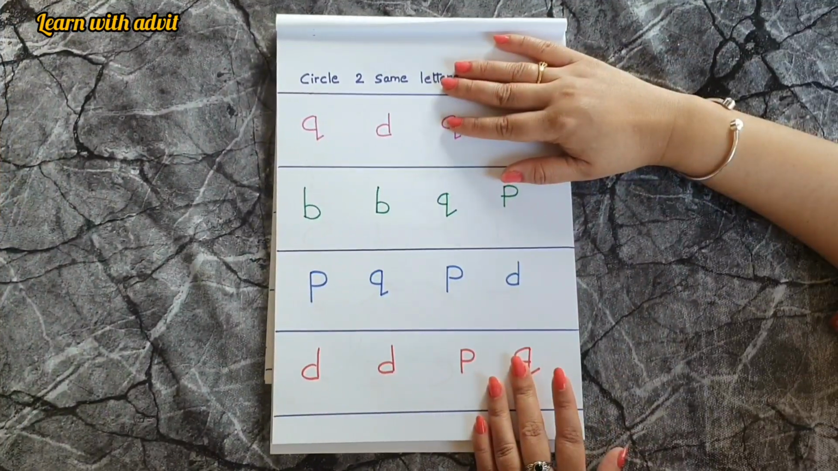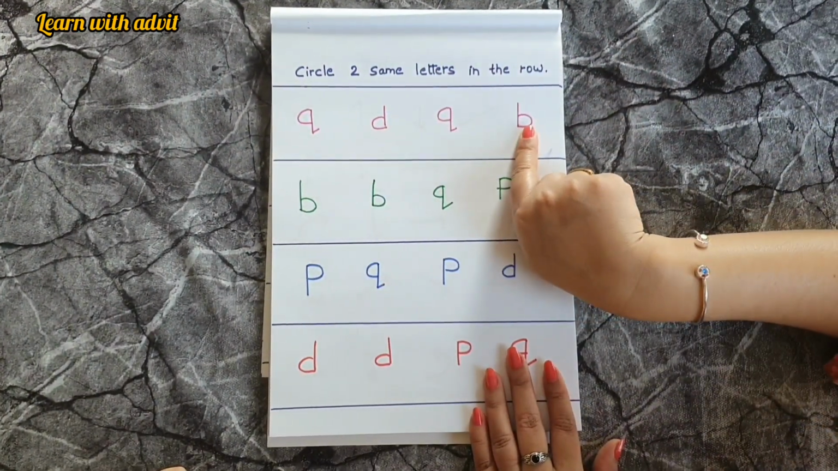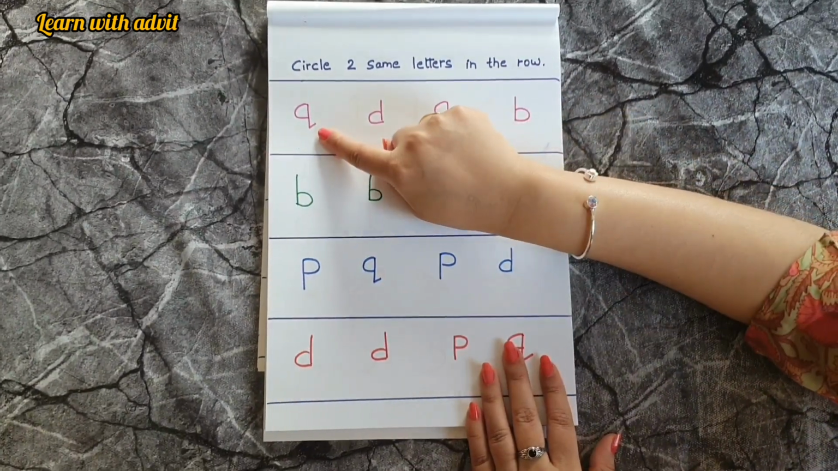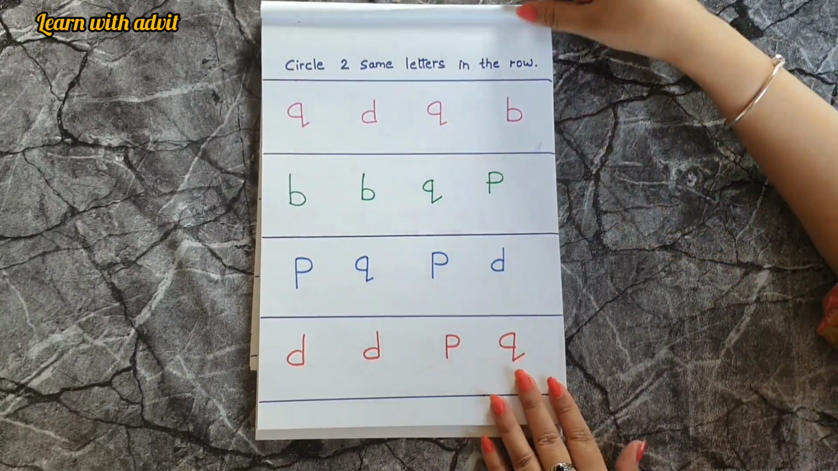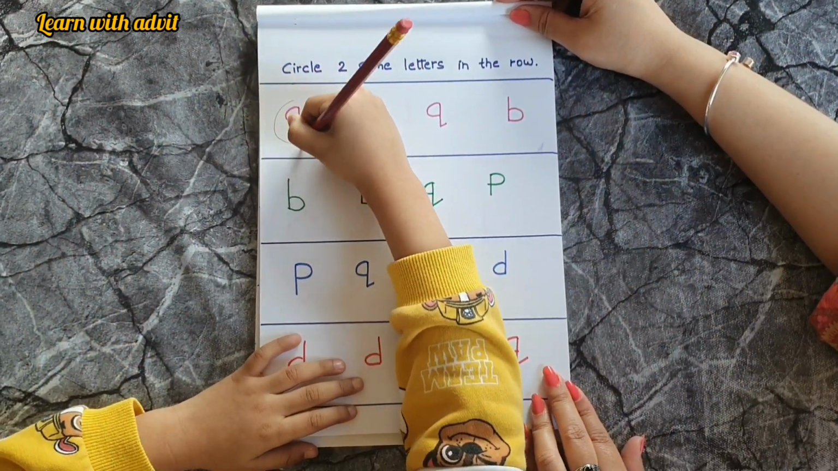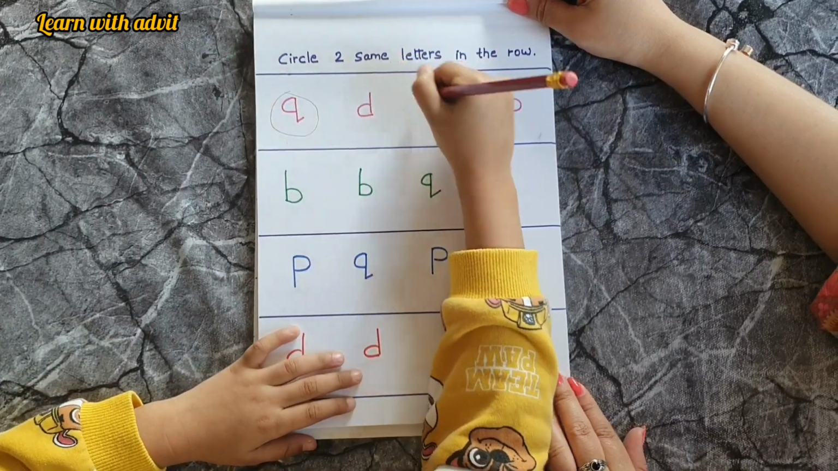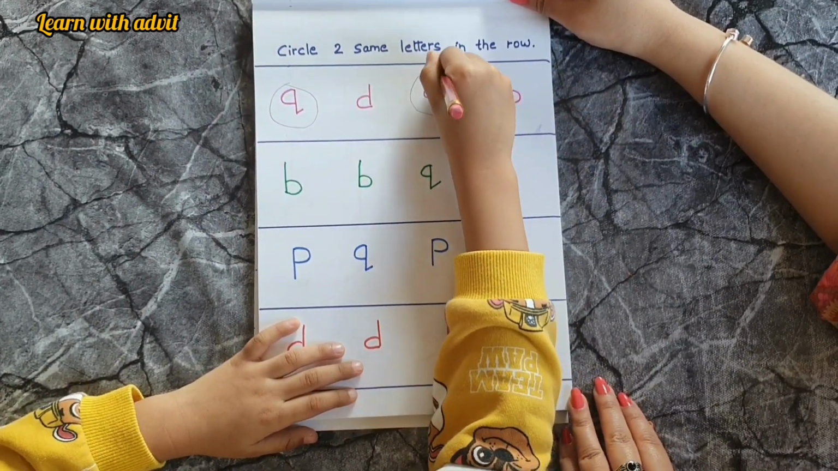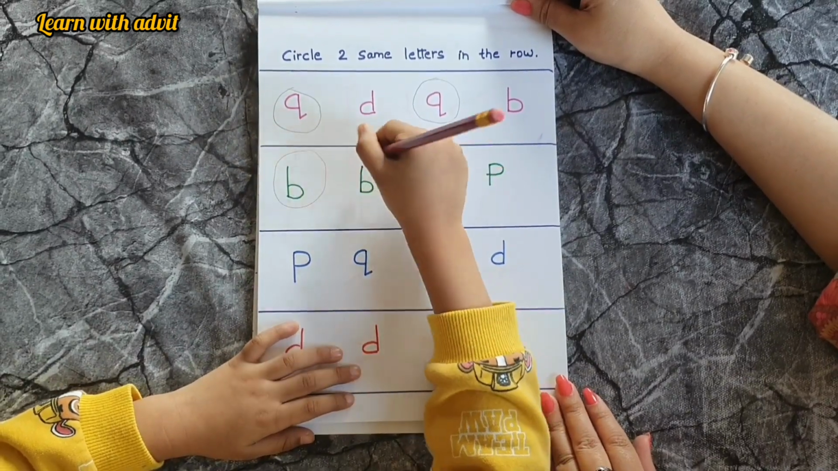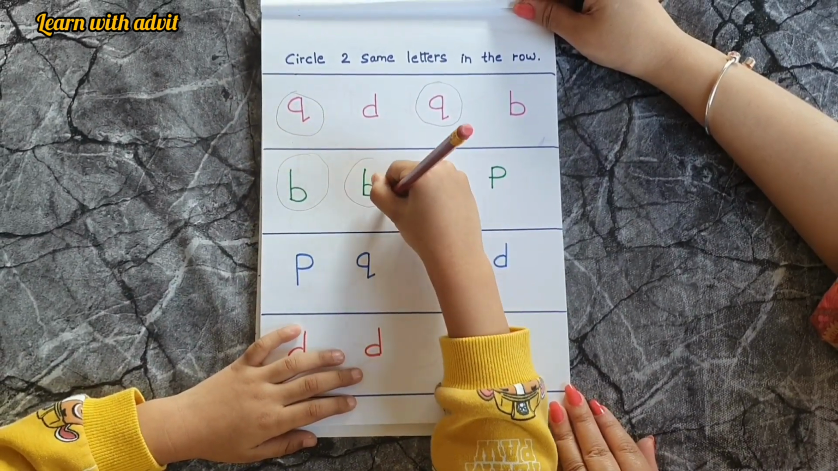So in this sheet, here are some letters. What you have to do is circle two same letters in the row. So which letter is this? Q. So you have to circle two Qs. Check carefully. Very good. Next letter is? Number 2 is B.